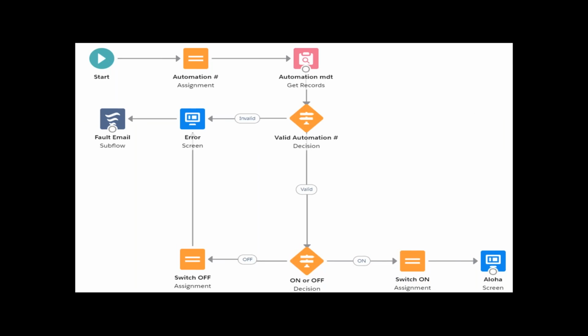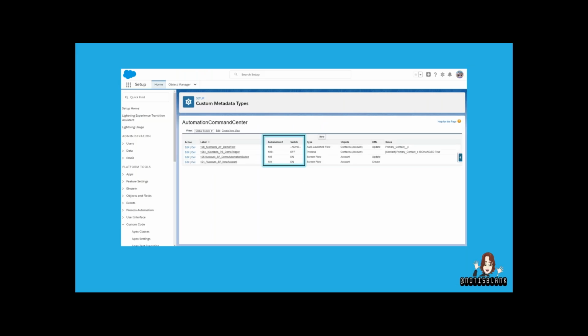Now, this is what we would use for a screen flow. We want something at the beginning of our screen flow to turn it on and off automatically based on our setting. So this is it. We're going to go into more detail in a moment, but basically we have an automation number, and then we're going to look at the custom metadata and see whether the switch is on or off for that number. Here we can see just on the command center the numbers 108, 108 plus, 105, 101. Those are the numbers we're looking for. And the switches are off, on, on.